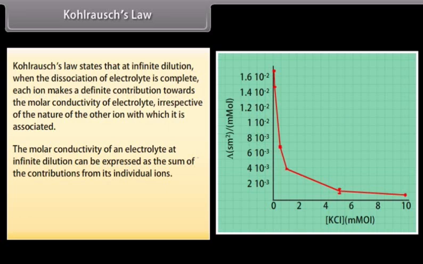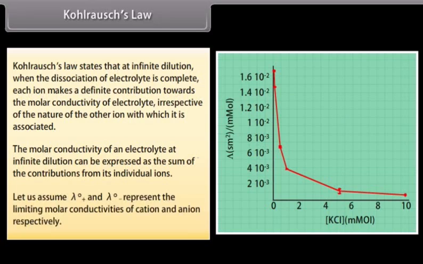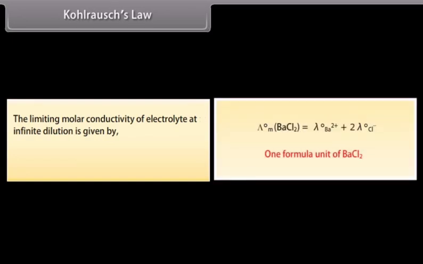Let us assume λ°+ and λ°- represent the limiting molar conductivities of the cation and anion respectively. The limiting molar conductivity of the electrolyte at infinite dilution is given by ν+λ°+ + ν-λ°-, where ν+ and ν- represent the number of positive and negative ions furnished by each formula unit.